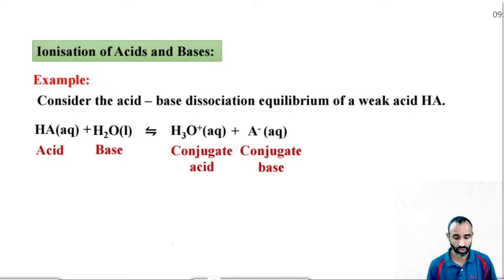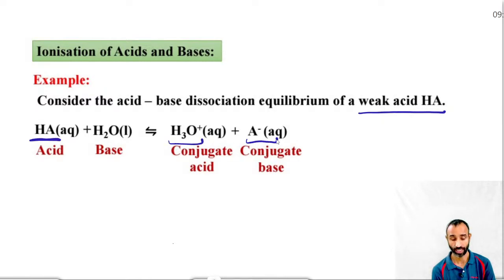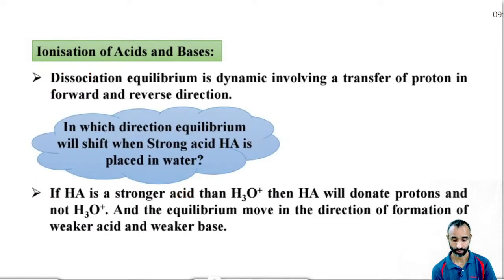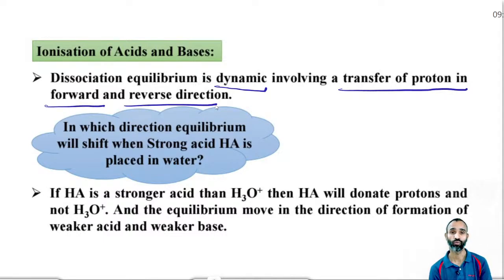Now, if we consider acid-base dissociation equilibrium of a weak acid, weak acid gives H plus ion feebly and gives H3O plus and A negative. So acid gives conjugate base, and water here acts as a base which gives conjugate acid. So in dissociation equilibrium, it is obviously dynamic in nature and there is a transfer of proton in forward and reverse direction.